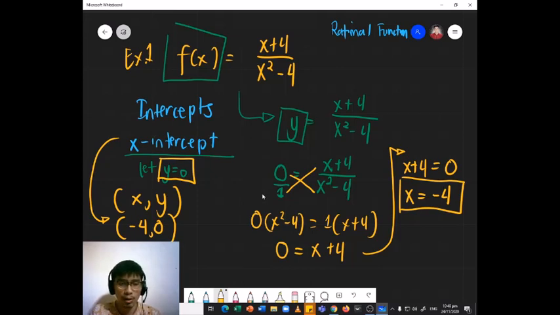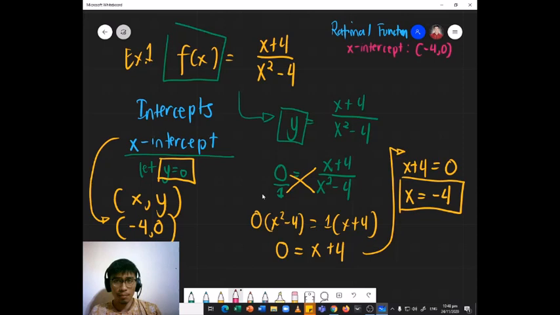So x and y, what is your x? That is -4. And what is your y? That is 0. Therefore, the x-intercept for this problem is (-4, 0). That's how we do it. That is our x-intercept.